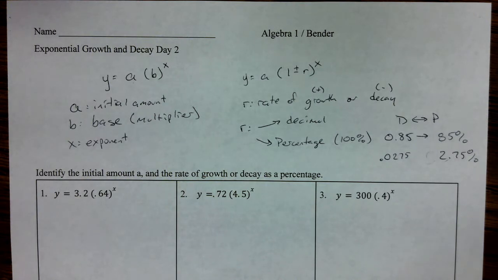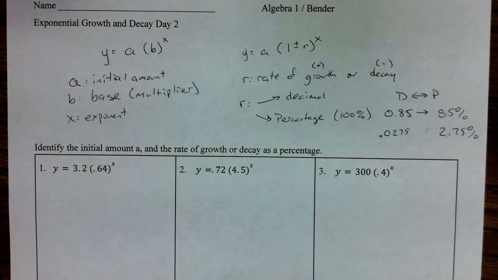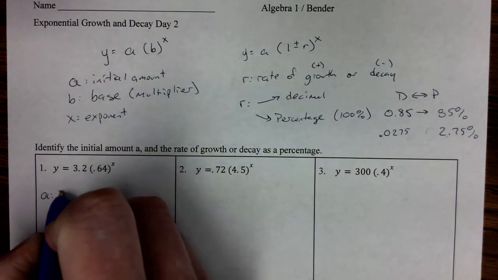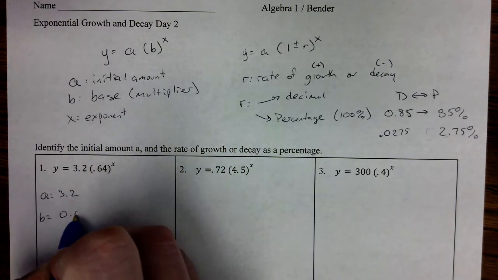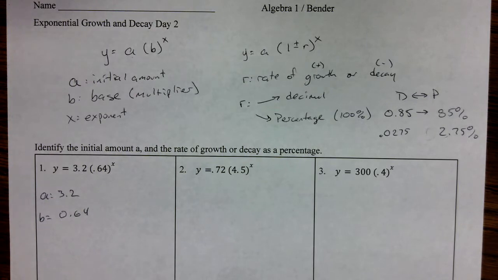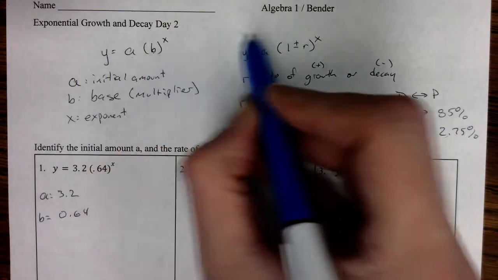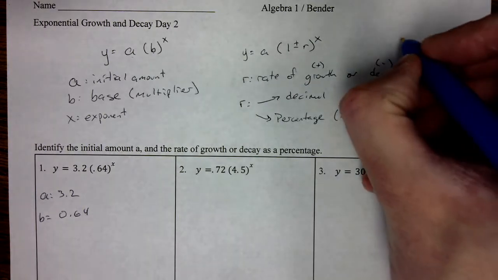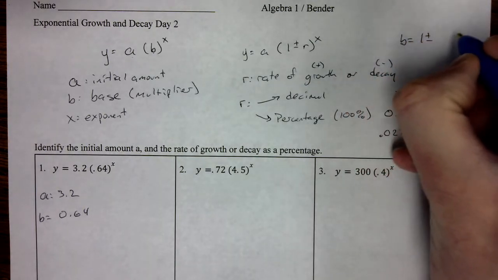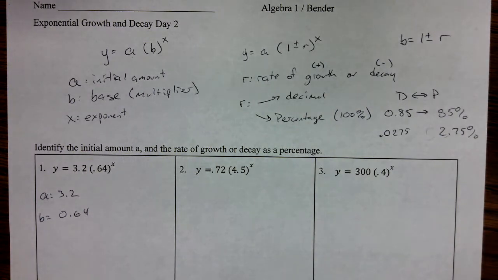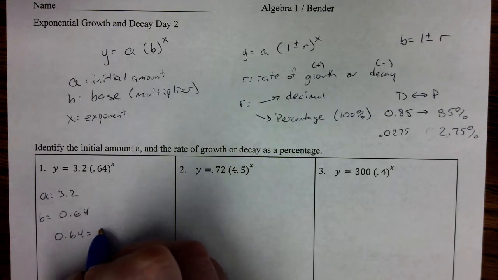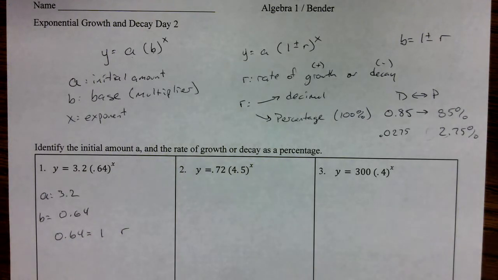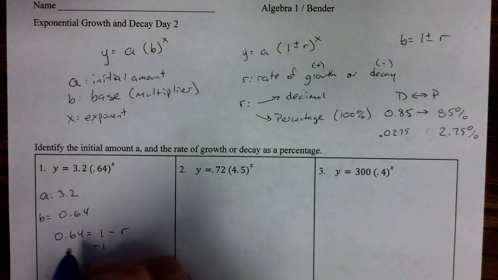So let's see an example. All right. What is the initial amount here? Well, A is 3.2. That's the initial amount. My base is 0.64. But recall that my base is rewritten as this. So I can have a third equation here. My base is equal to 1 plus or minus R. So I'm going to say that 0.64 is equal to 1 minus R. And we see that the value is less than 1, so it's going to be minus. So we can solve for R by subtracting 1.